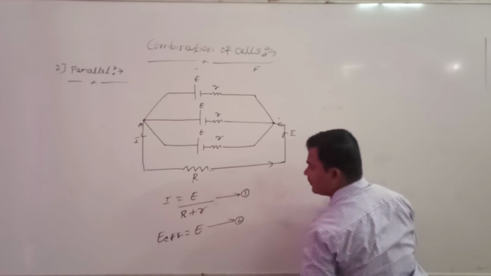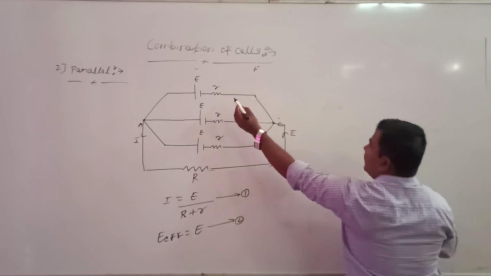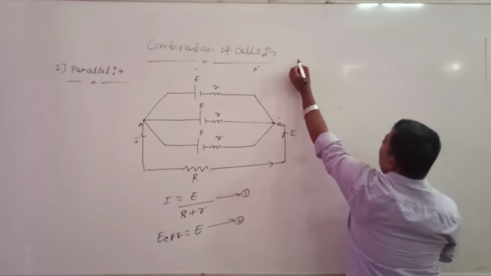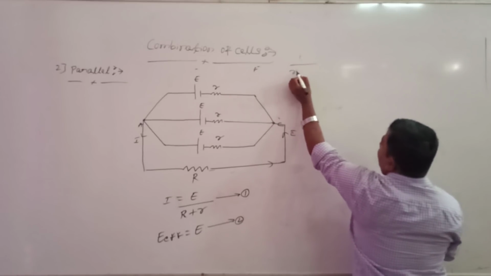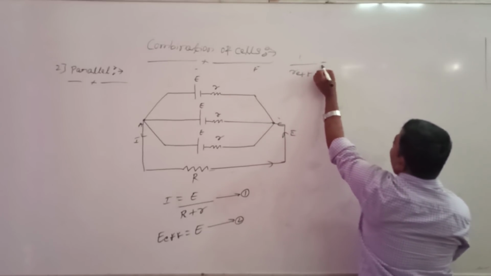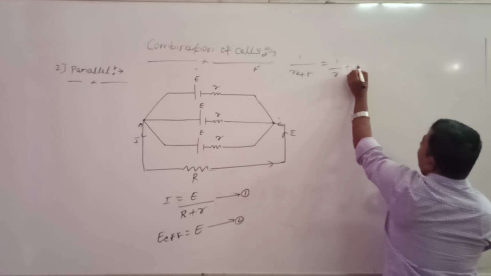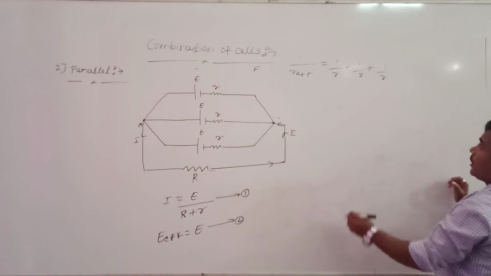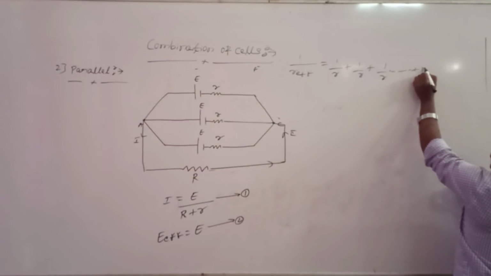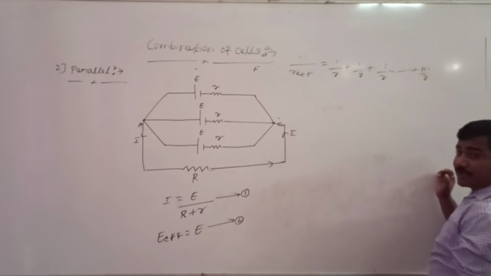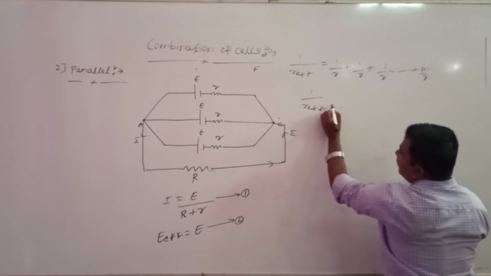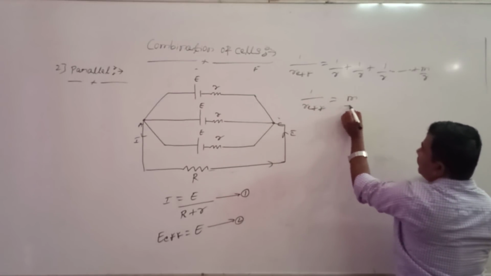What about equation number 2? Here a number of cells are connected in parallel combination with internal resistance small r. How to write R effective? R effective equals 1 divided by r plus 1 divided by r plus 1 divided by r. You can connect up to m cells, giving m by r. That is, the reciprocal of effective internal resistance must be equal to m by r.